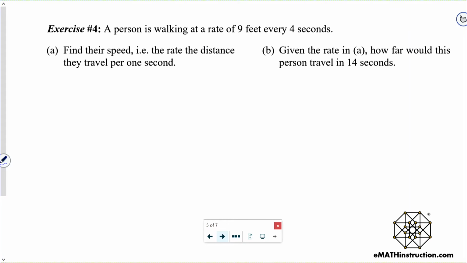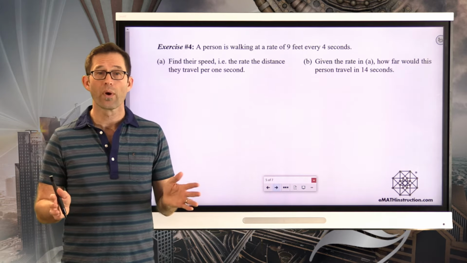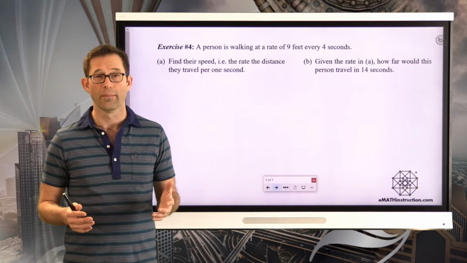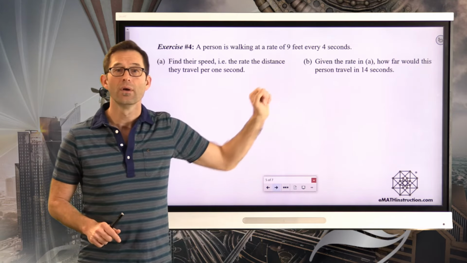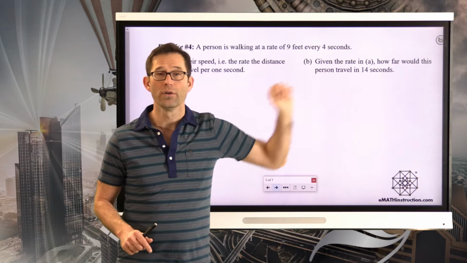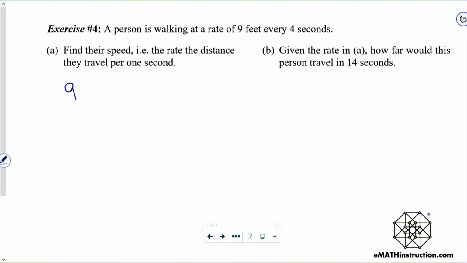Exercise number 4. A person is walking at a rate of 9 feet every 4 seconds. Letter A, find their speed, i.e. the rate, the distance they travel per 1 second. Speed is undoubtedly one of the most important ratios that we deal with all the time, right? So speed is simply the ratio of how far you've traveled to how long you've traveled. So in this case, the speed is 9 feet per 4 seconds.